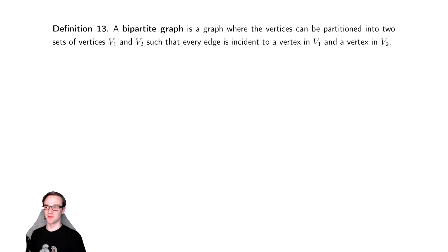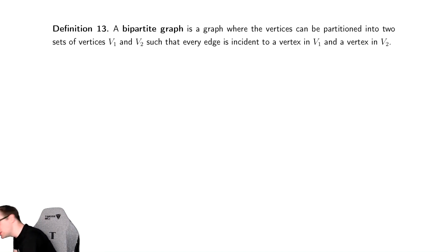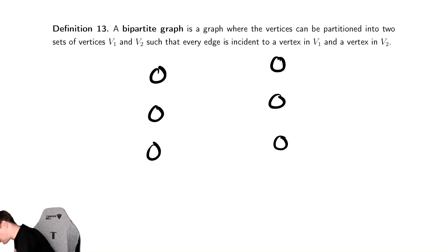Another special flavor of graph is what we call a bipartite graph. These show up very naturally in matching problems. What a bipartite graph is, again, we have a definition. I tend to not read these off directly. This is a graph that can be drawn in the following manner, where you have one set of vertices on the left and another set of vertices on the right, and edges only go from left to right.